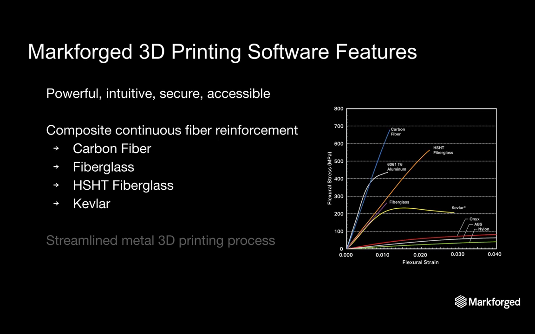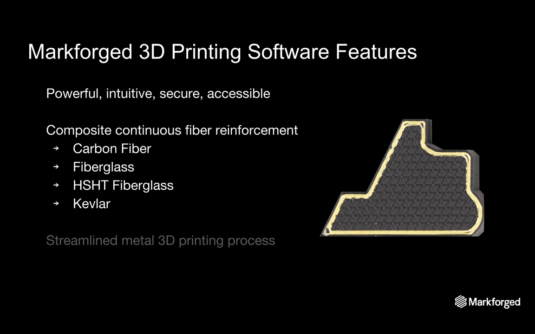This elevates your parts to a whole new level of optimized strength and stiffness. In this photo, the black matrix is Onyx, and the gold strands are Kevlar fiber. We also, of course, offer printing in metal, including stainless steel for now, with many more exciting materials under development.